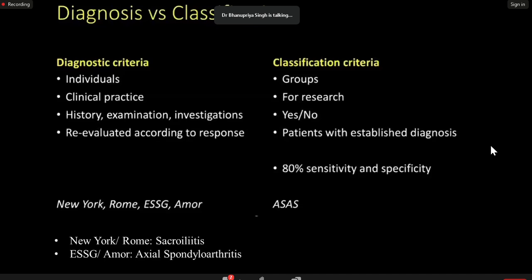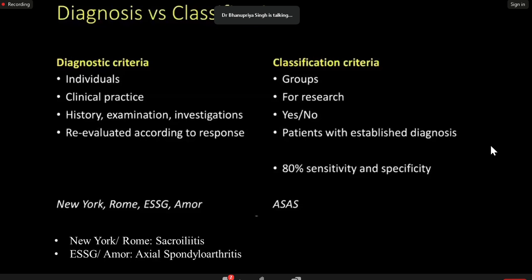Now, diagnostic and classification criteria. What does this really mean? Diagnostic criteria are supposed to be applied to patients in our clinics, by a rheumatologist or any pain physician or ortho person. So diagnostic criteria are applied to an individual in clinical practice. What it includes is history taking, examination, and investigations. What we have to do is re-evaluate these findings in response to treatment.